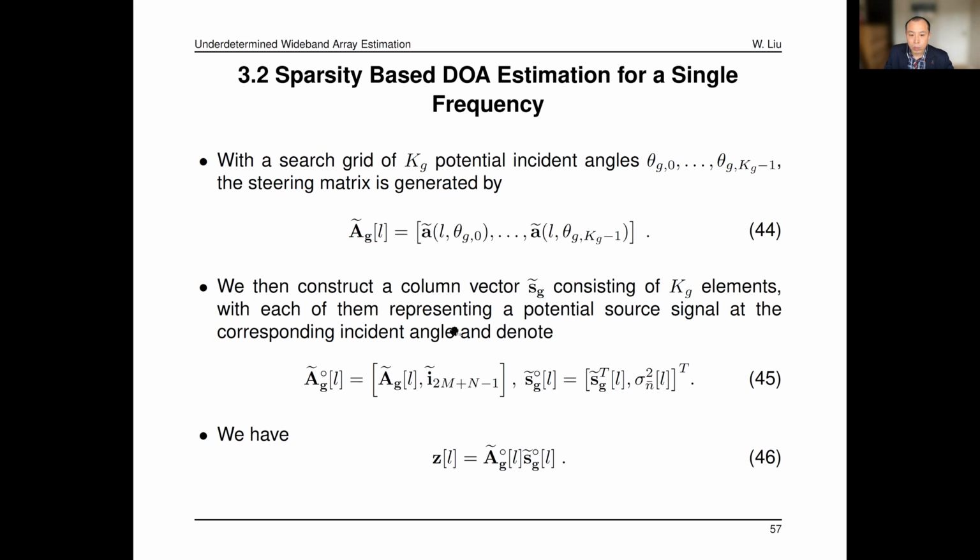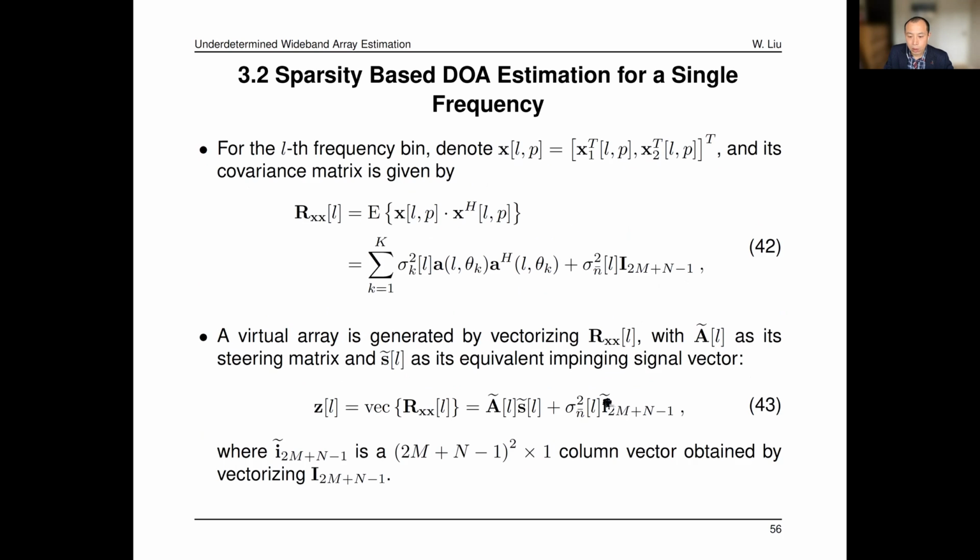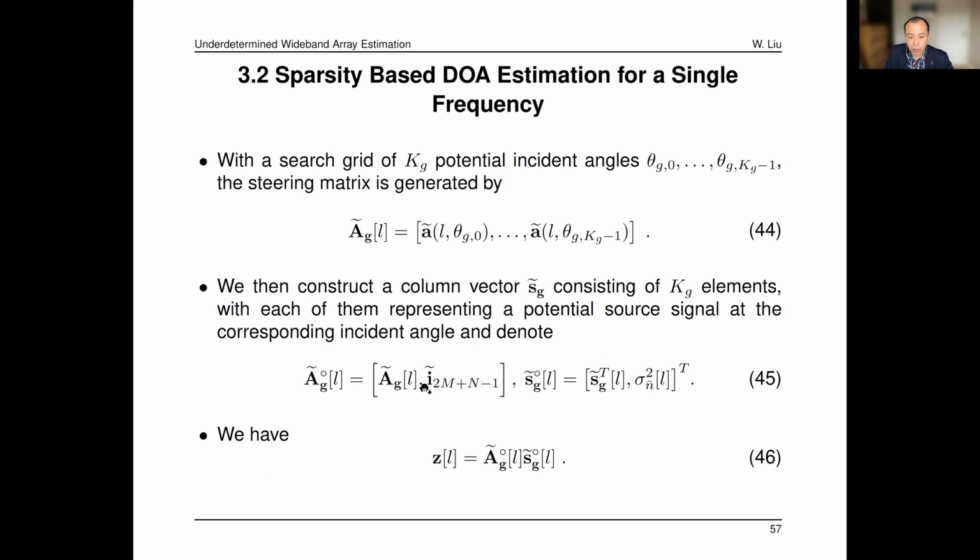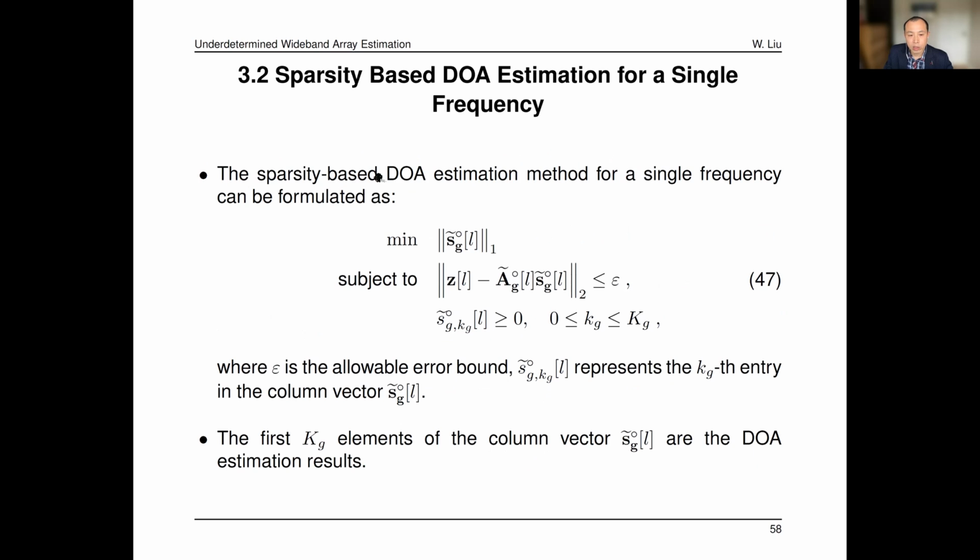Then you can put the noise and this overcomplete steering matrix together, and also put this overcomplete source vector and the noise together, then you can have this model. So basically this one times this plus this one times this, and you got this received data, this virtual data, after vectorization. And then the sparsity-based DOA estimation method, for a single frequency, we can formulate this like this, in this way.